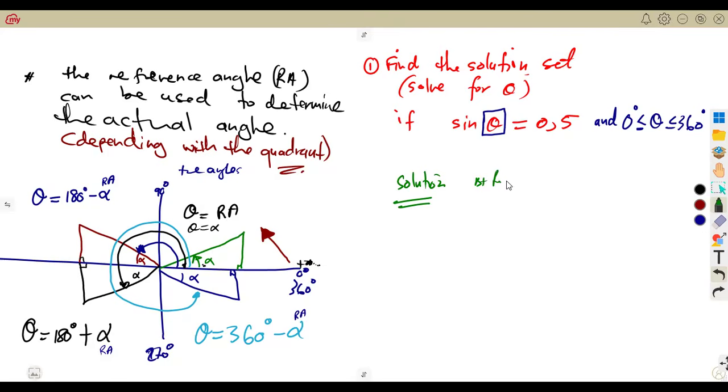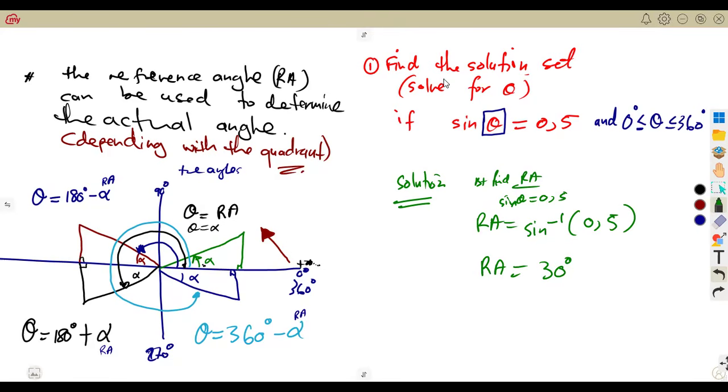So first, you're going to find the reference angle, which is our alpha. The reference angle is equal to arc sine of what? Sine theta is 0.5. You ignore that theta as if it's not there. You find the reference angle, which is arc sine of 0.5. On your calculator, you determine the arc sine of 0.5, and this gives you 30 degrees as a reference angle.